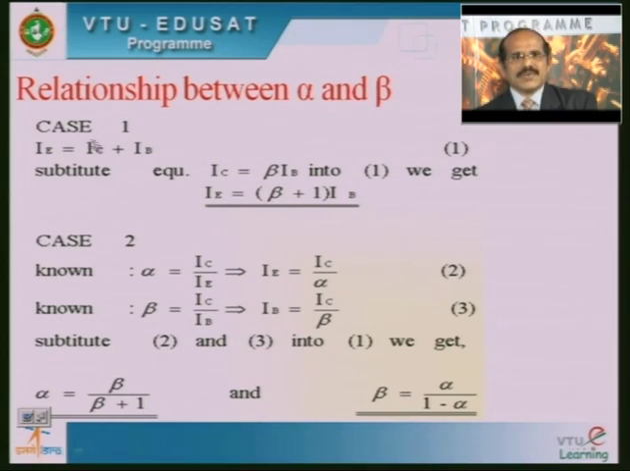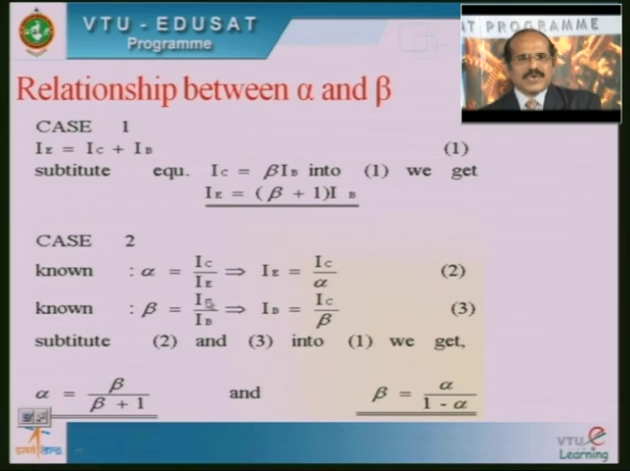So what we are substituting here is IC in terms of IB. Therefore, IE is equal to, if you take IB common in the bracket, I will be left with beta plus 1 here. We also know that alpha, the common base DC current gain, is defined as the output current by the input current, that is collector current by the emitter current here. So from this you can say that alpha is nothing but IC by IE. You can assume it as equation 2 here.